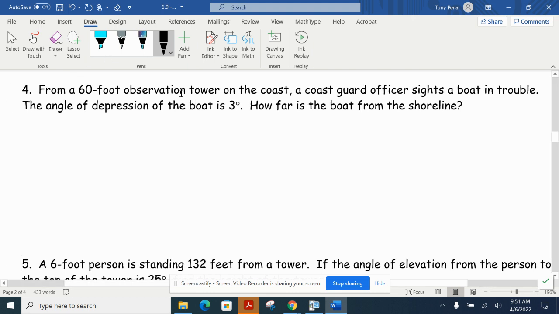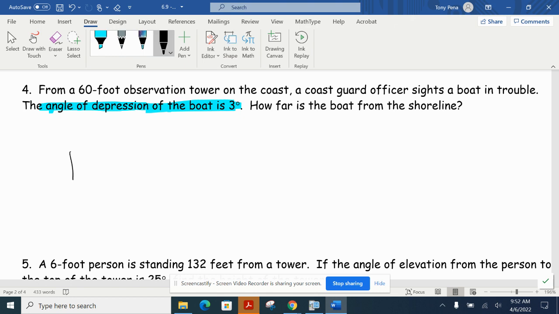It says, from a 60-foot observation tower on the coast, there is a Coast Guard officer that sights a boat that is in trouble. As soon as you see the words angle of depression, that now tells us we're actually looking down for the first time. So the guy's on top of the tower, he's looking down, and when he looks down, he sees a boat off in the water. The angle he is looking down at is 3 degrees.